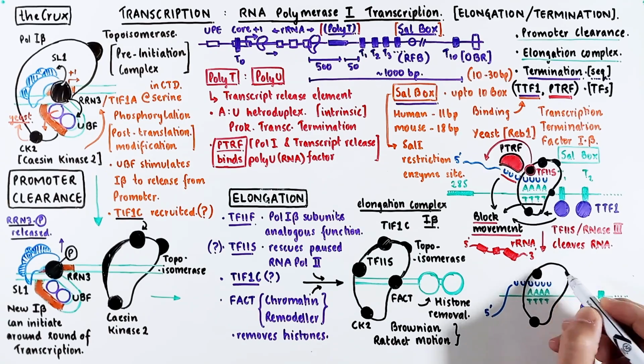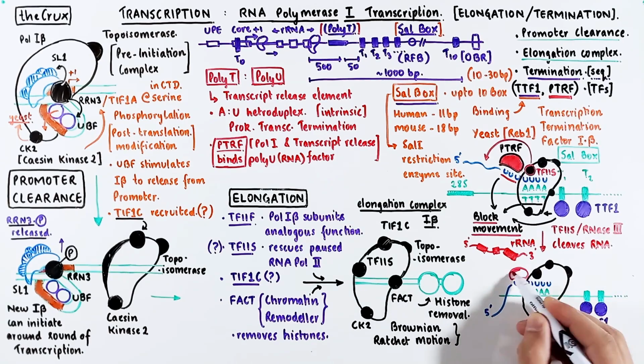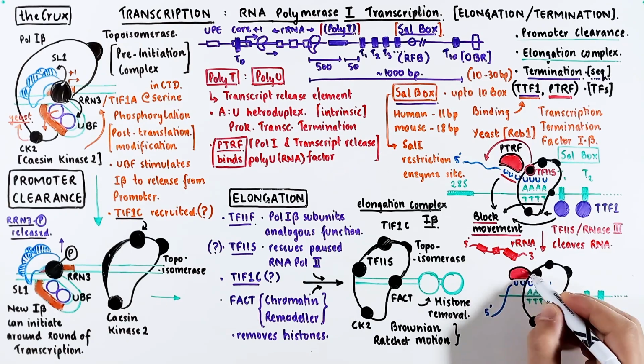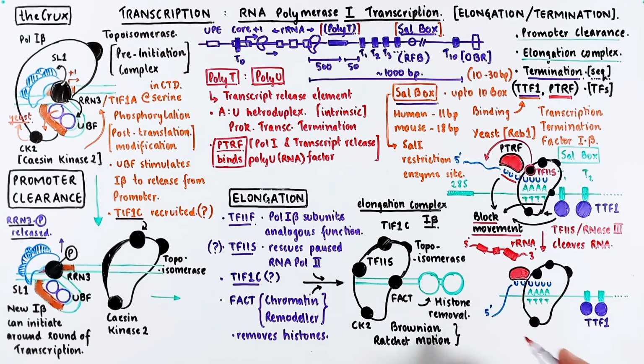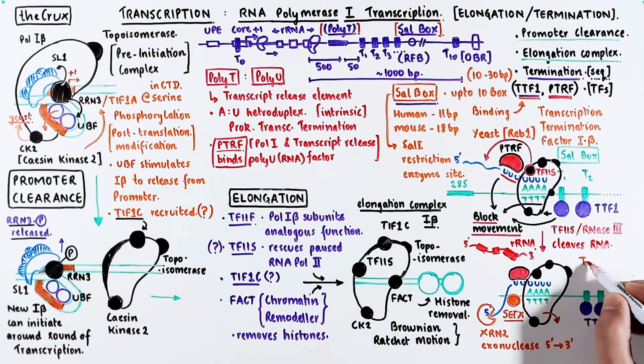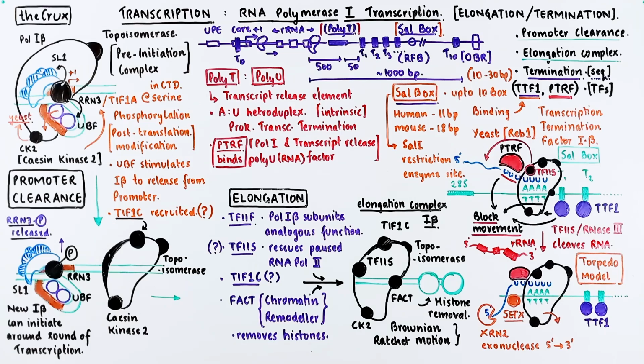This situation is exactly the same as the one we discussed in RNA polymerase 2 transcription termination, where XRN2 is loaded at the 5' end of the RNA. XRN2 is an exoribonuclease, and it starts chewing the RNA. And SETX perhaps also joins in this process, and all of this helps to kick out the RNA polymerase from the DNA. The principle of this entire mechanism is just like the torpedo model of the transcription termination that we saw in the polyA signal and CPSF-mediated termination as well.